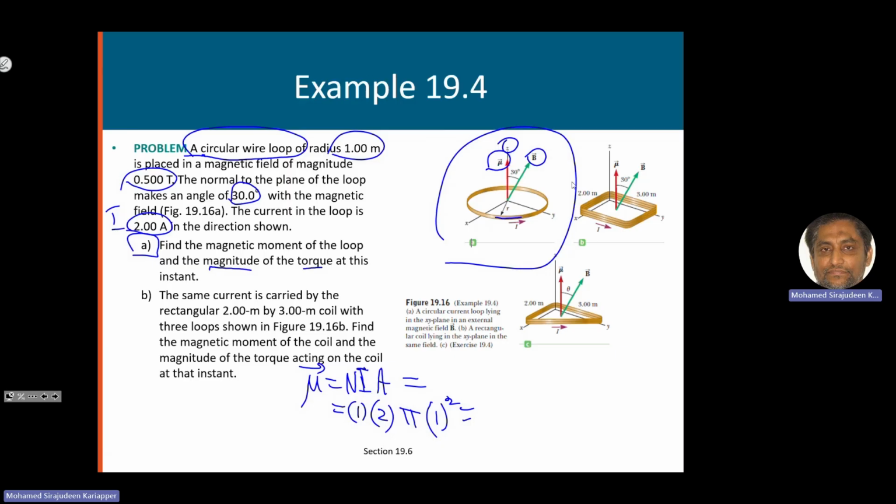The next question is the torque. The magnitude of torque is equal to mu B sine theta. Mu is whatever value you found previously, B is equal to 0.5, and the angle between B and mu is 30 degrees, so sine 30. You just substitute and get the value of the torque. But I can ask you another question: what is the direction of the torque?